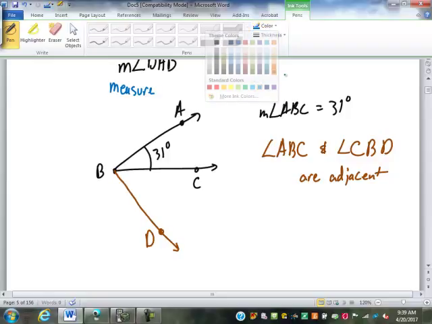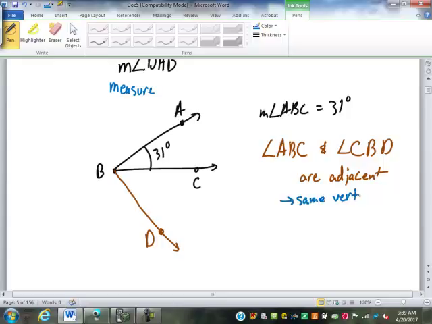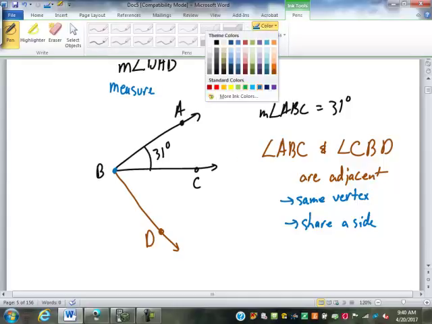Adjacent means, well, they share a side. Next to is the term adjacent technically means next to. These two angles are adjacent because they're next to each other. But when it comes to angles, adjacent is a little bit stricter. They must have the same vertex. They both have vertex B, and they must share a side. So they share ray BC is the side that they share here. So those angles are adjacent.